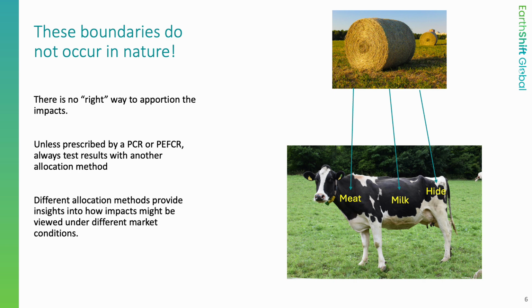You will find in product category rules, product environmental footprint category rules, they will provide you with a prescriptive allocation method. If you aren't following a PCR or a PEFCR, then you want to make sure that you test your results by doing a different allocation method. Those different allocation methods provide insights into how impacts might be viewed under different market conditions, which is pretty important.